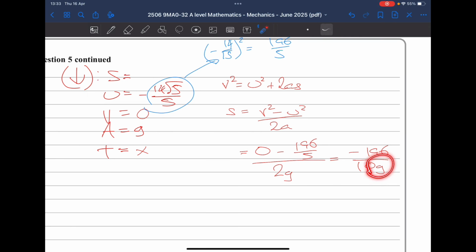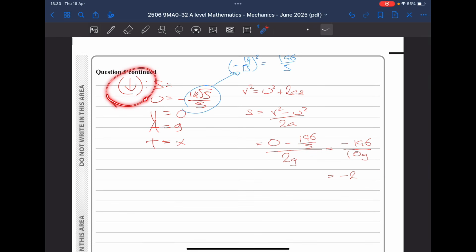If you think about g being 9.8, it's almost like this is 20g. So it's basically exactly minus 2. This would be 98 on the bottom, minus 196 on the top, so minus 2. But remember that they are measuring down as positive. So what this means is it actually went 2 meters higher than it started.